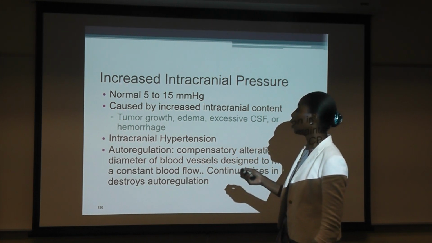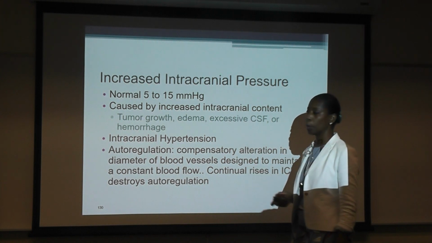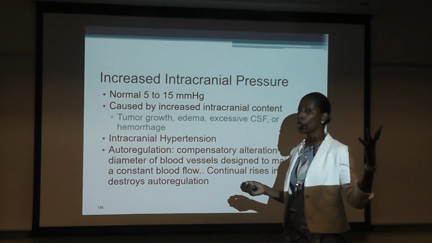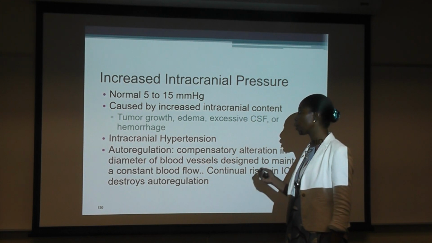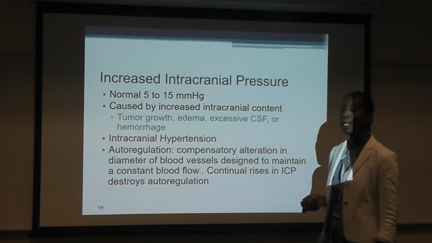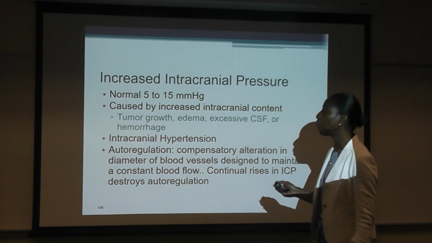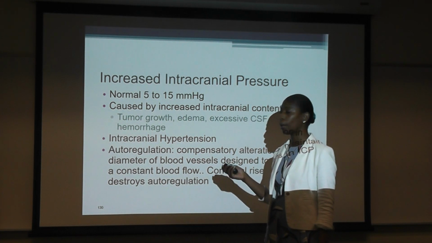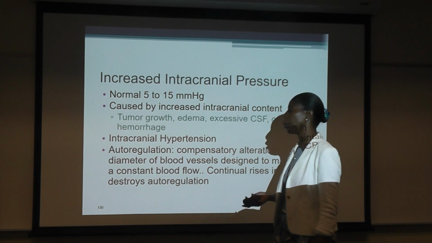Intracranial hypertension, tumor growth, edema, you have a stroke, a large hemispheric stroke, and the brain starts to swell. That's going to cause increased intracranial pressure. Too much CSF, as in hydrocephalus. Hemorrhage, you have a subarachnoid hemorrhage, you have an intracerebral hemorrhage, that can cause increased intracranial pressure.